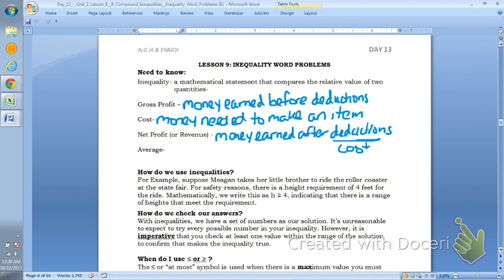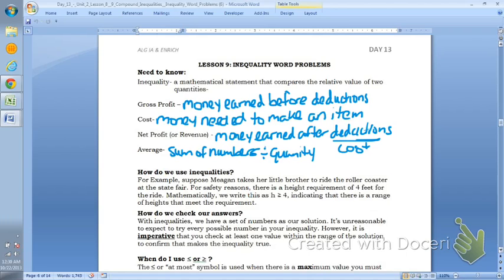And other problems we're going to be looking at are averages. Just a refresher on what the word average means. It's the sum of numbers divided by the quantity, or the number of numbers. Okay, sum of numbers divided by the quantity of numbers.